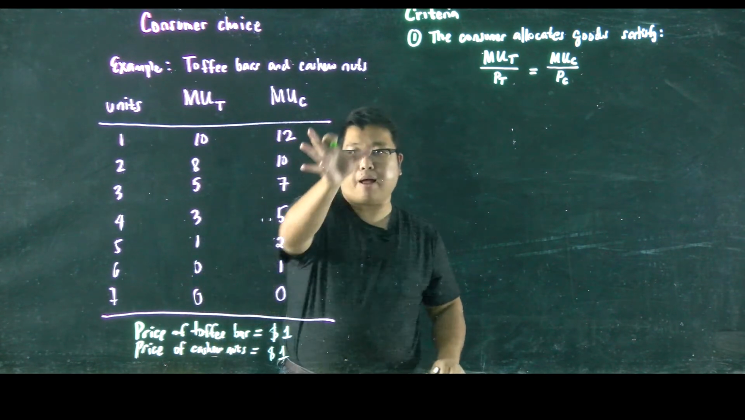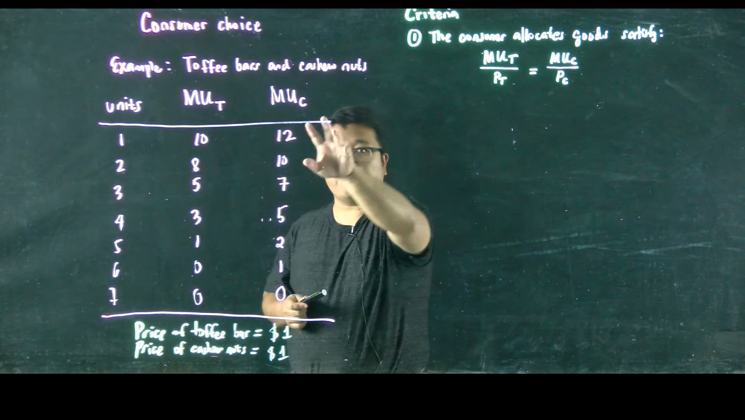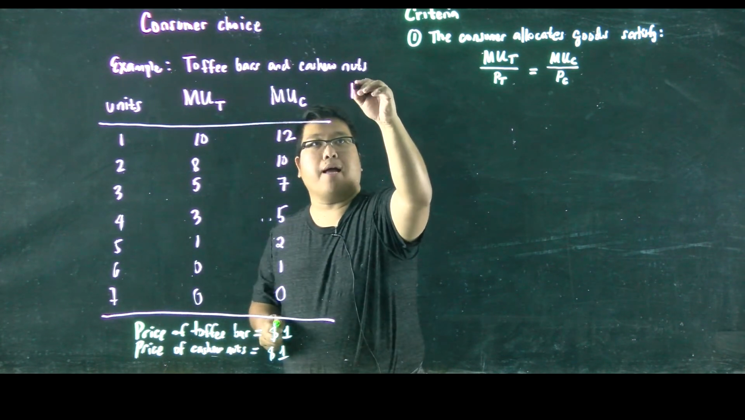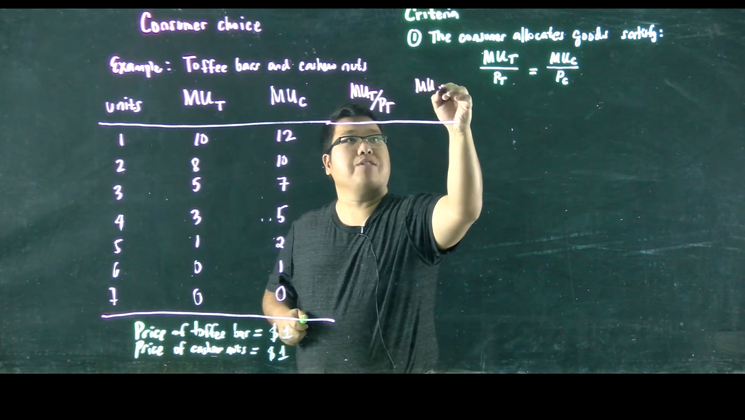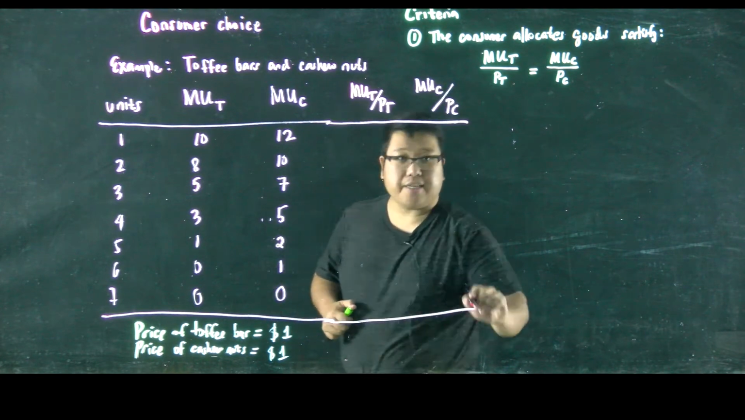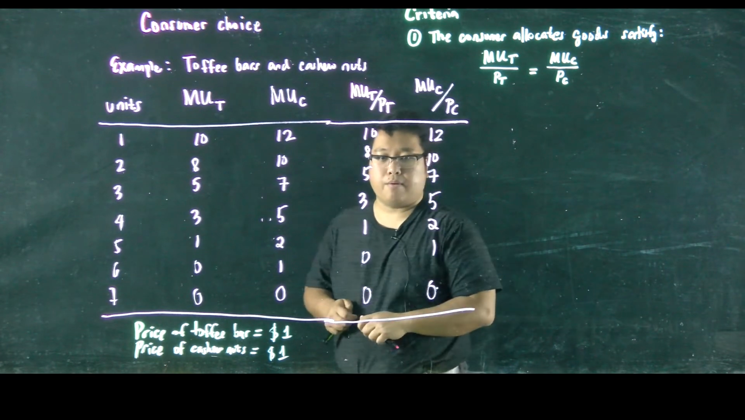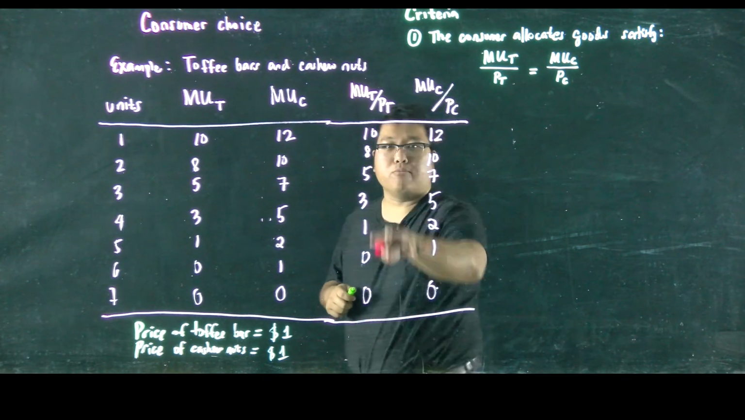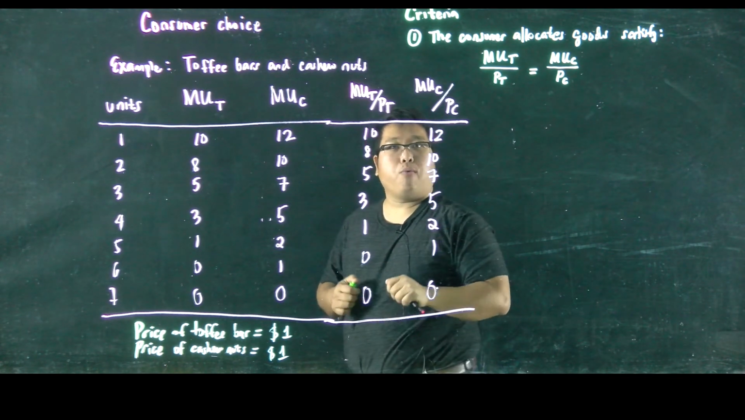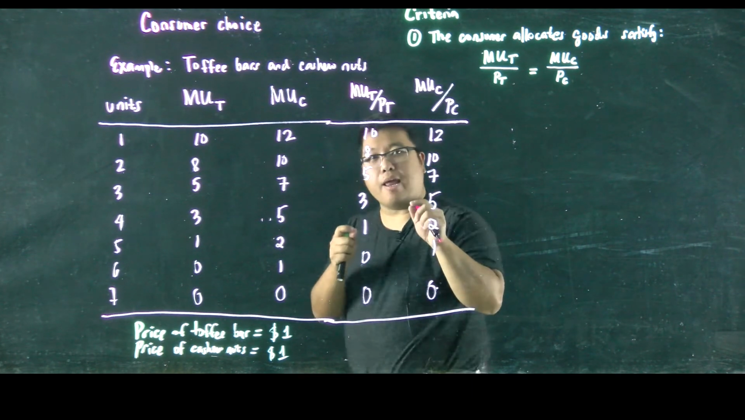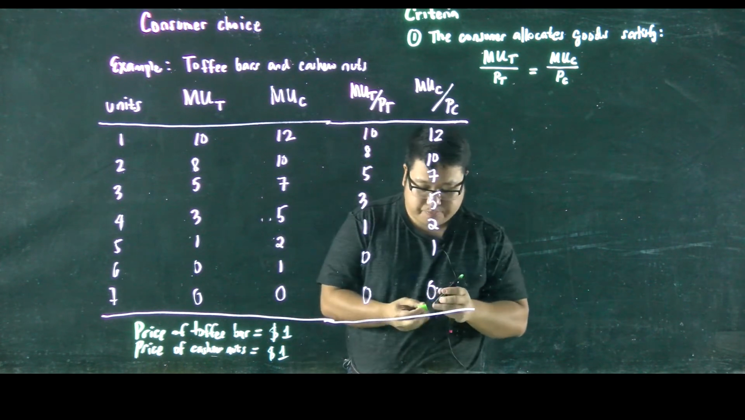So what I'm going to do next is write two columns with the marginal utility per dollar for each of these goods. I'm going to label them as MUT divided by PT and MUC divided by PC. And there you go. So now we have these columns with the marginal utility per dollar for toffee and cashew. So what do we need to do next? We need to identify combinations of toffee and cashew that satisfy this criterion. So what are our candidates?